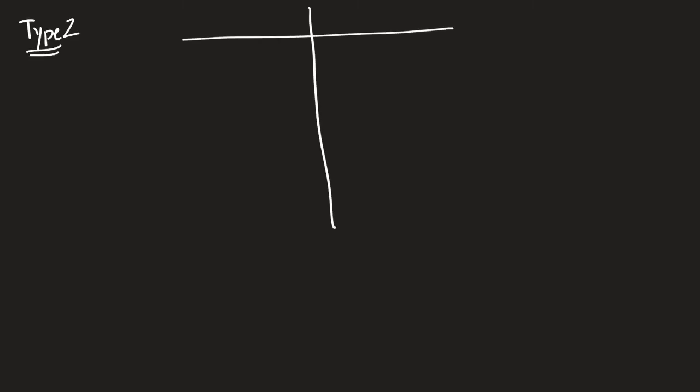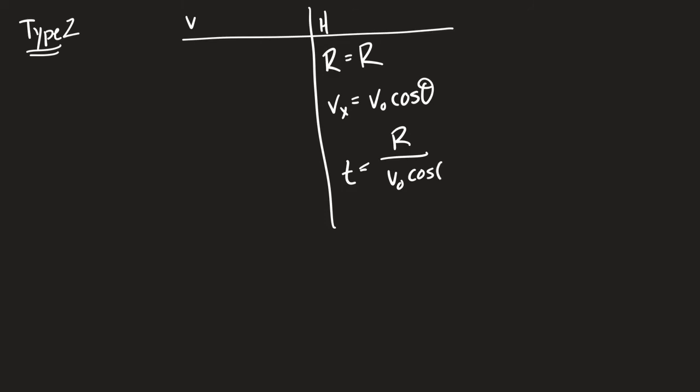I want to consider the type 2 problem, the one you just saw. But I want to continue it with just placeholders. I don't want to put any numbers in it at all. I'm going to write the range as R. And I'm going to write Vx as V naught cosine theta. That means T is R divided by V naught cosine theta.